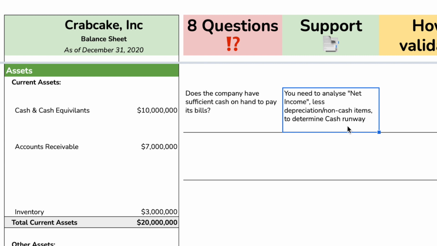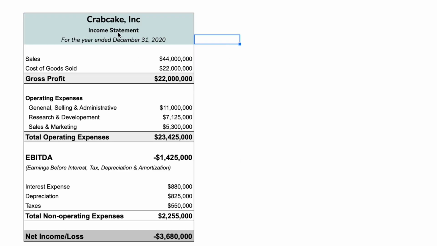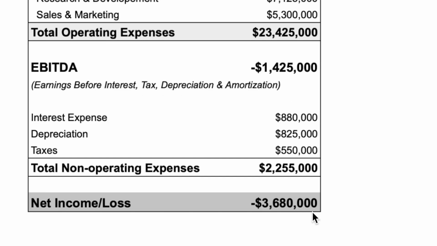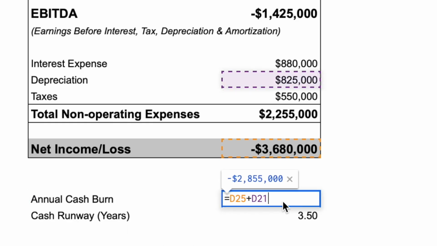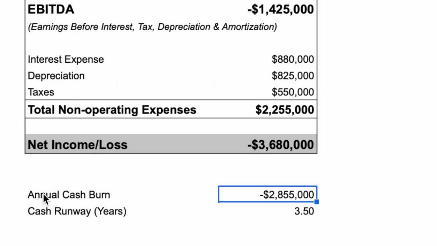So that's the first thing I gotta do, is to look at the net income on the income statement. So when I look at the income statement for Crab Cake Inc., I realize right out of the gate that they have a net loss of $3.6 million. So what I need to do is do the annual cash burn by taking the amount of net loss and add back depreciation, because depreciation is the item here that is not related to cash. And that will give me an annual cash burn of $2.8 million. And that's going to be an important number because we're going to talk about that next.